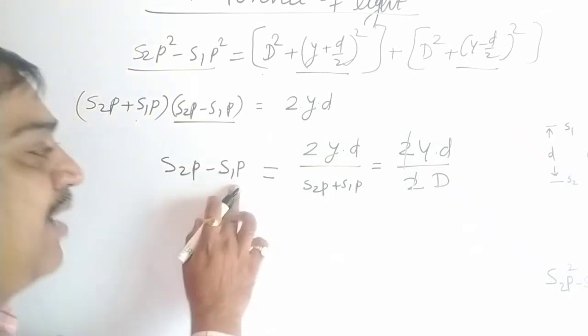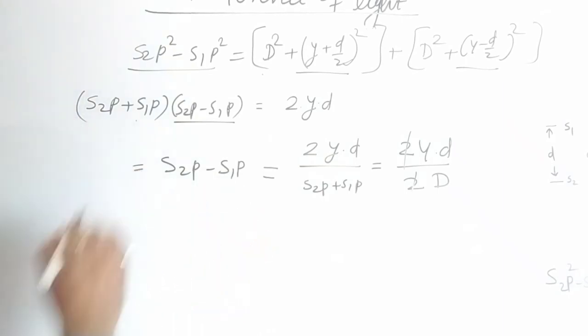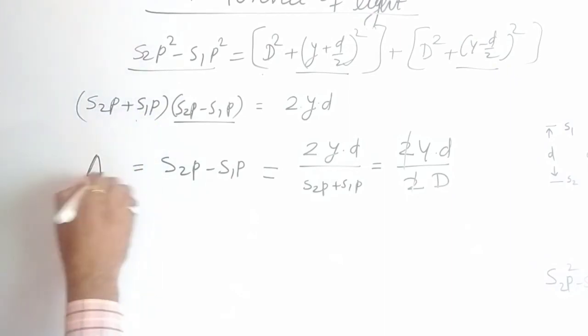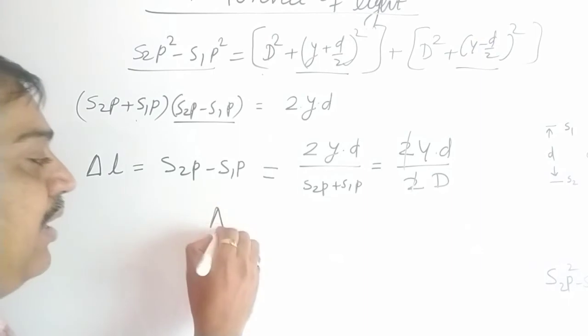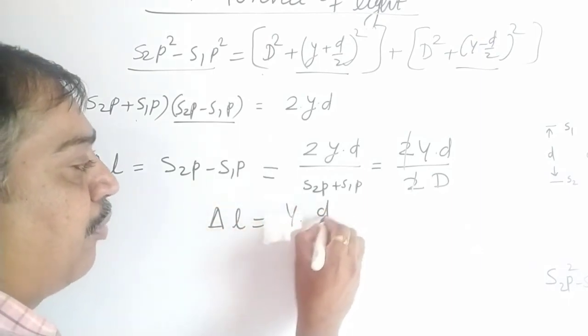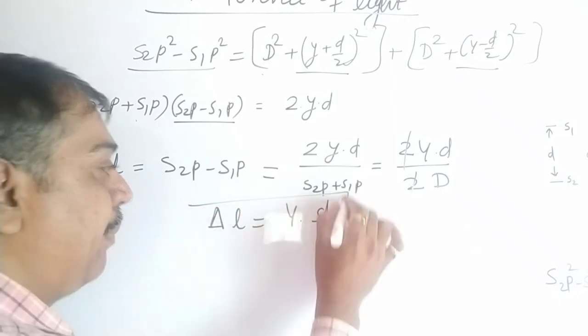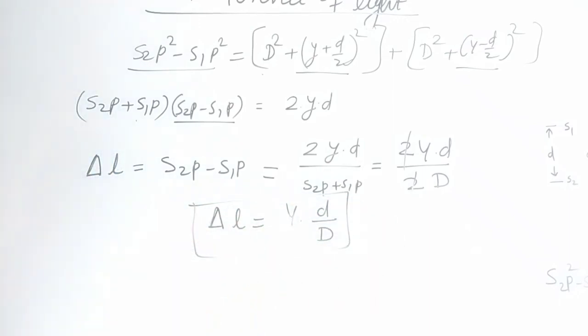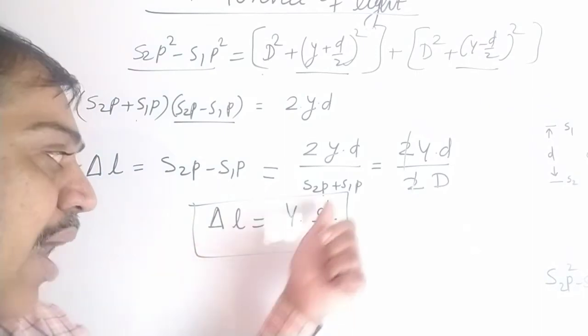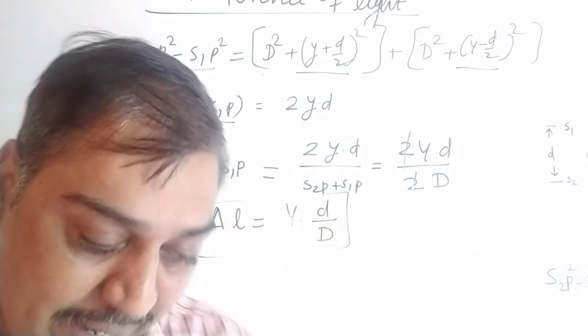So this is nothing but S2 minus S1, and that is said to be the path difference, and that was represented in your book by the letter delta L. So you can write delta L equal to y into small d divided by capital D. Path difference we have found out. So at the point P, path difference is given by y into small d divided by capital D.